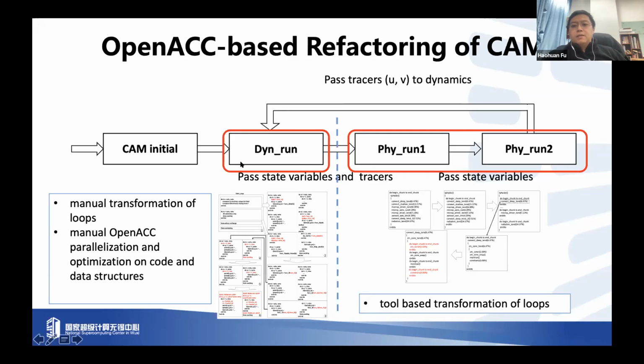So we basically divide the CAM into the dynamic part, which is actually relatively newly organized code. So we can look at the code and try to do some manual transformation of the code to make it suitable for the new many-core architecture of Sunway. For the physics part, as I mentioned, it's very challenging to read and understand the code. So for this part, we try to rely on code transformation tools. We're using the ROSE framework, and we write some tools to transform the loops.